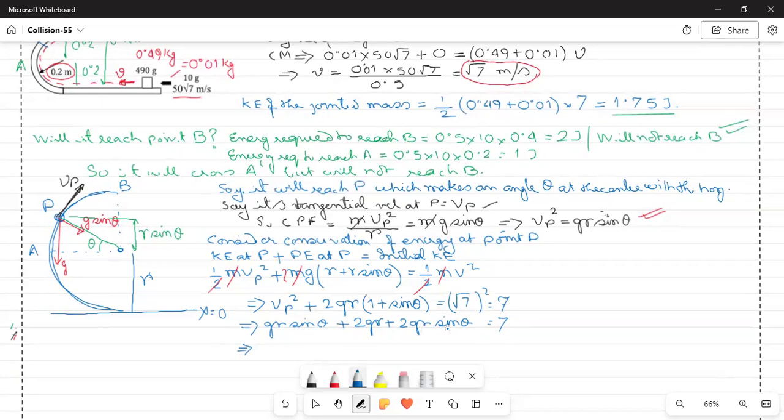From here we get gr sin theta plus 2gr sin theta, so 3gr sin theta plus 2gr is equal to 7. We avoid one step here. So 3gr sin theta is equal to 7 minus 2gr.